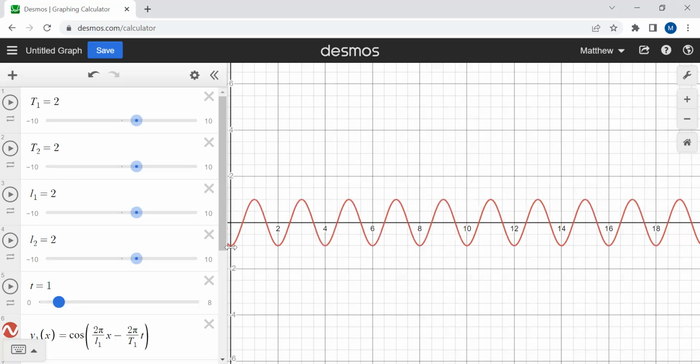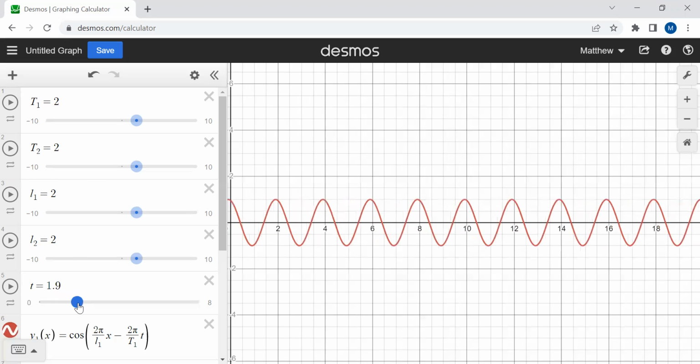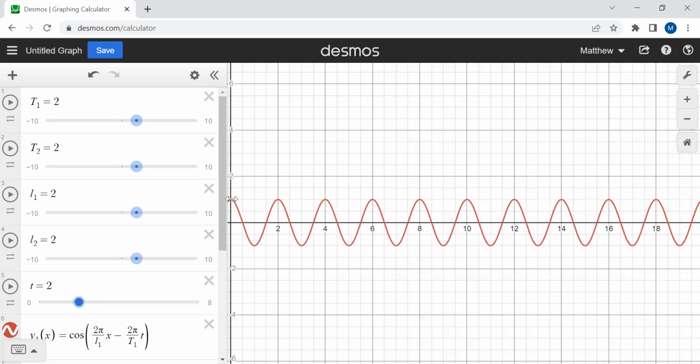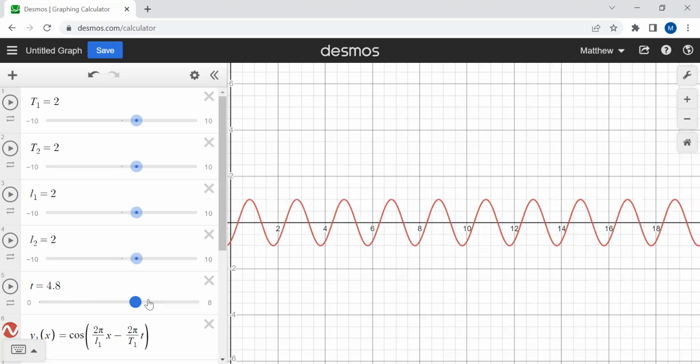So now we've moved 1 second, and so half of the wave has moved. So we were at a crest at x equals 0. Now we're at a trough at x equals 0. And if we move time forward 1 more second, we see that 1 full wave has passed by. We're back with a crest at x equals 0. So every 2 seconds, 1 wave passes by. All right, so we can see the period.